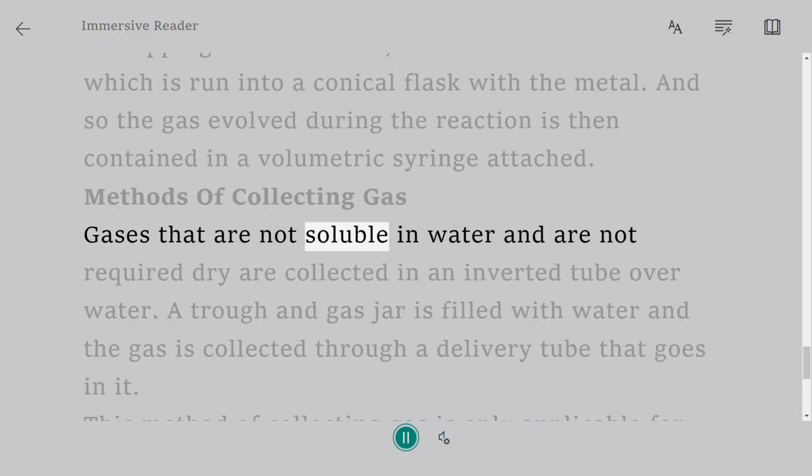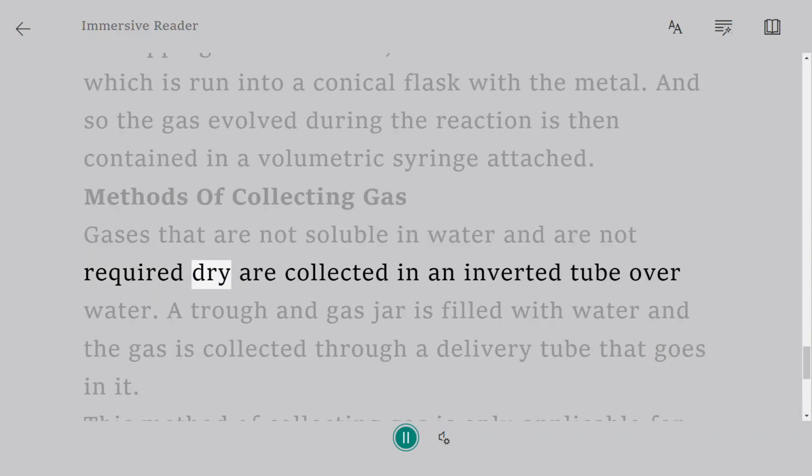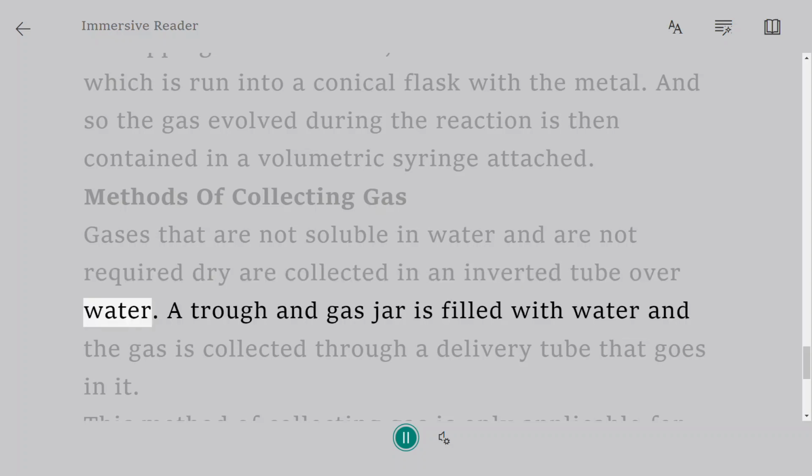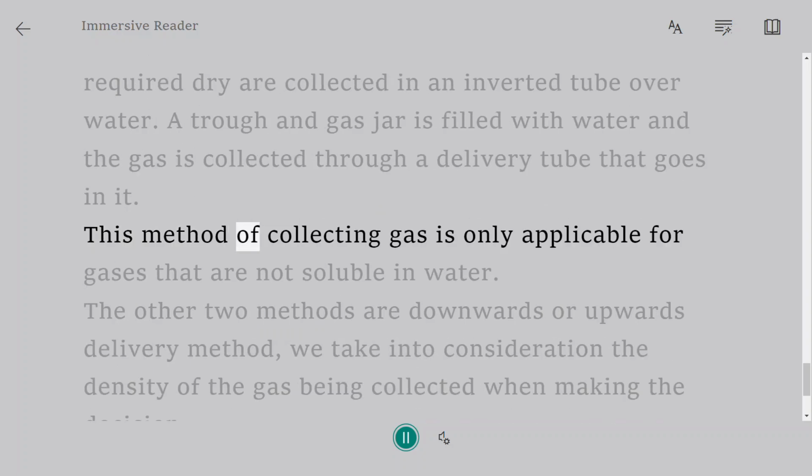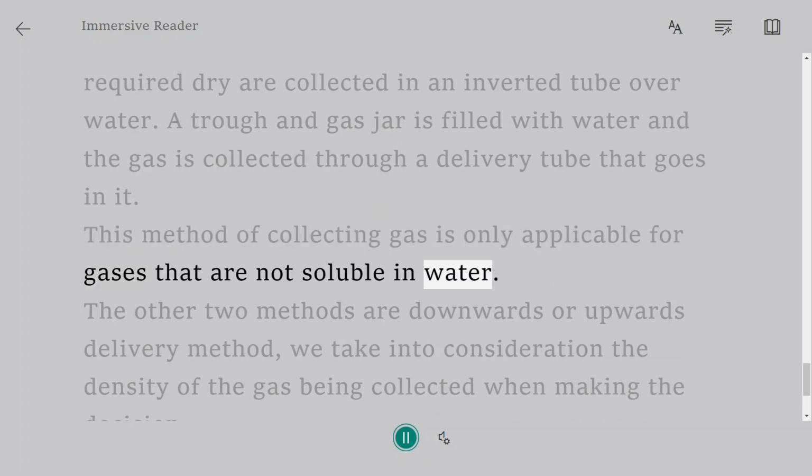Methods of collecting gas. Gases that are not soluble in water and are not required dry are collected in an inverted tube over water. A trough or gas jar is filled with water and the gas is collected through a delivery tube that goes in it. This method of collecting gas is only applicable for gases that are not soluble in water.